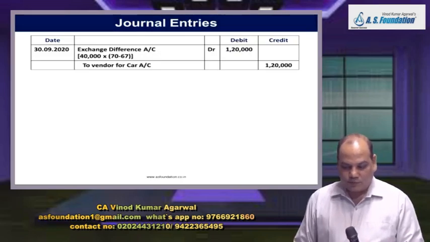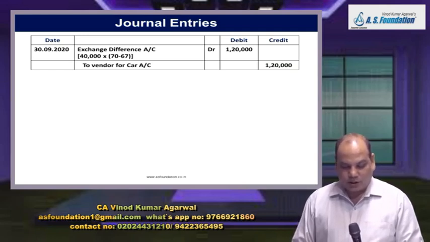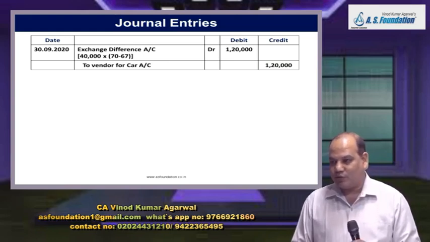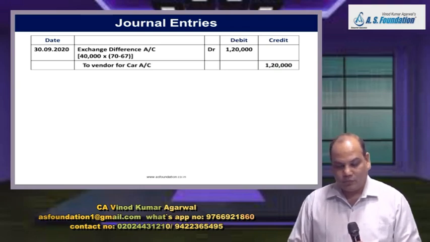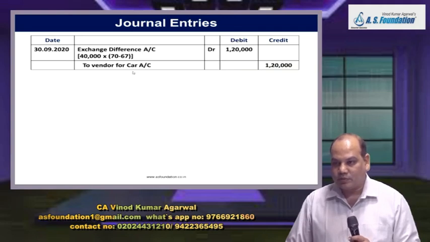What about the vendor for car? How much is the loss there? We purchased car at $40,000 at 67 rupees rate. Now it is 70, and this vendor has not been paid anything so far. So exchange difference account debit 1,20,000. Correct? Why 1,20,000? Now the rate is 70. When we bought it, it was 67. The value of the car and the liability is $40,000. So to vendor for car 1,20,000.